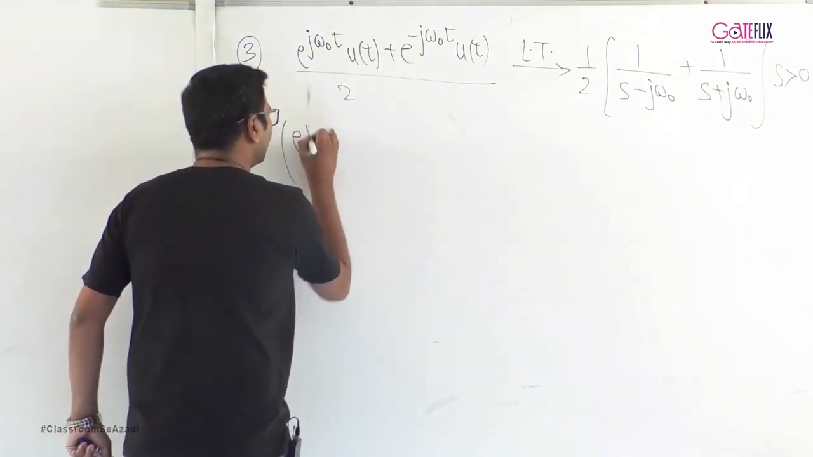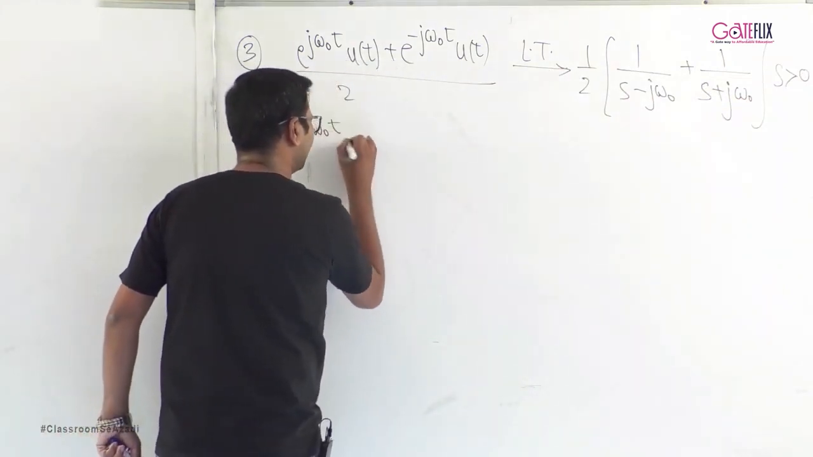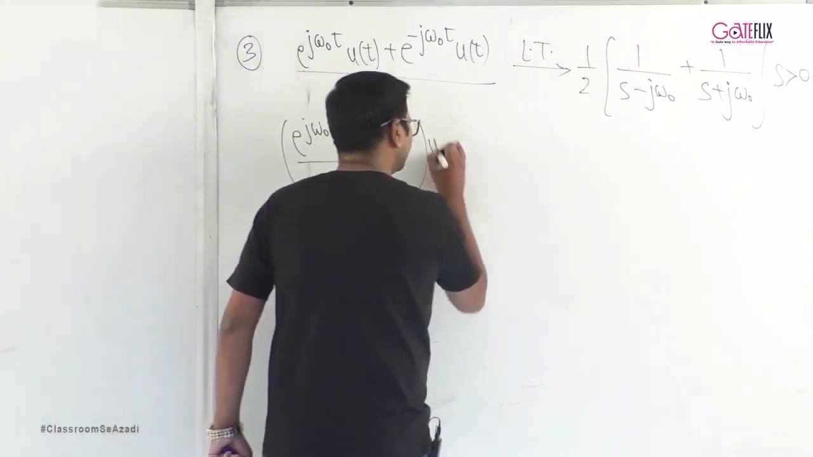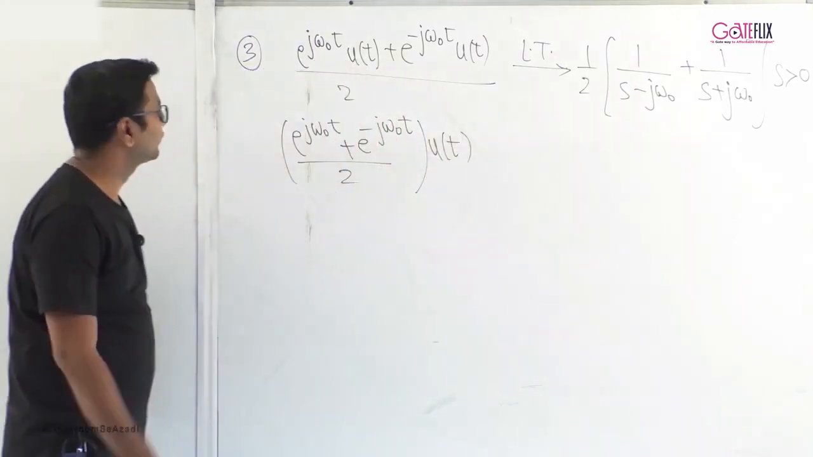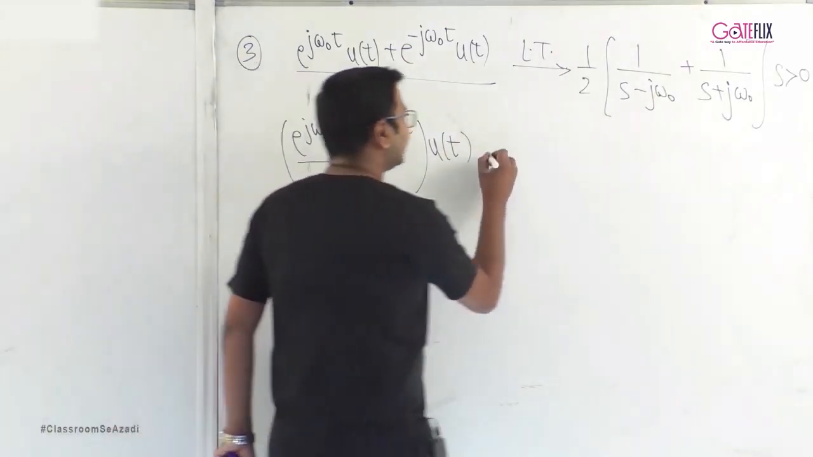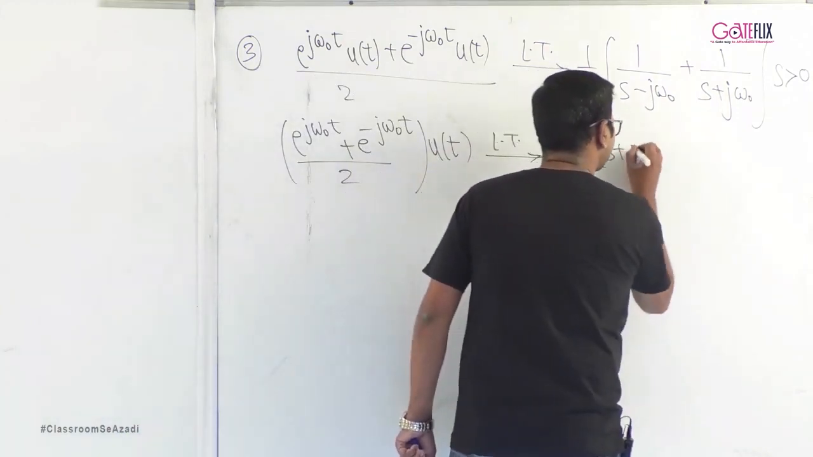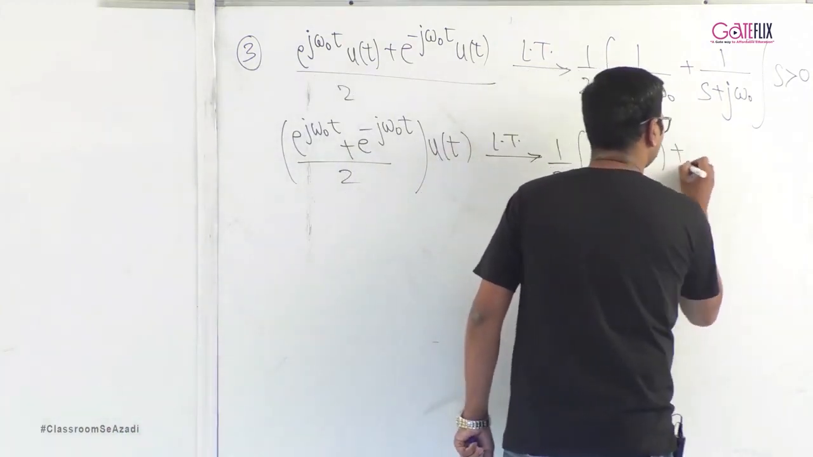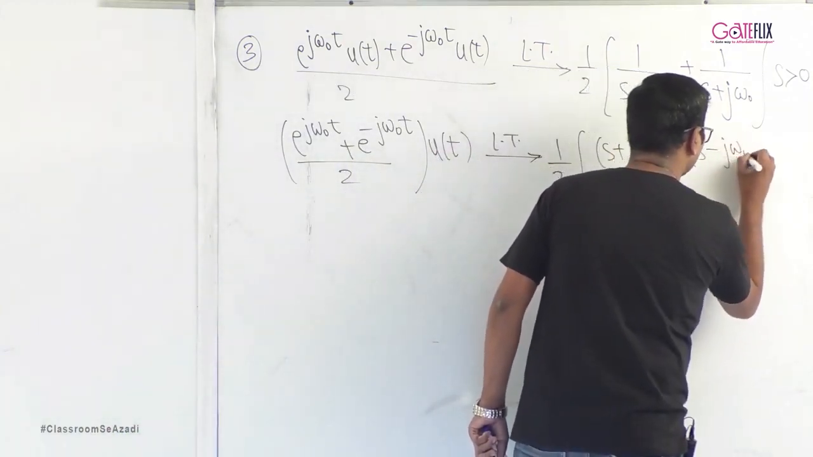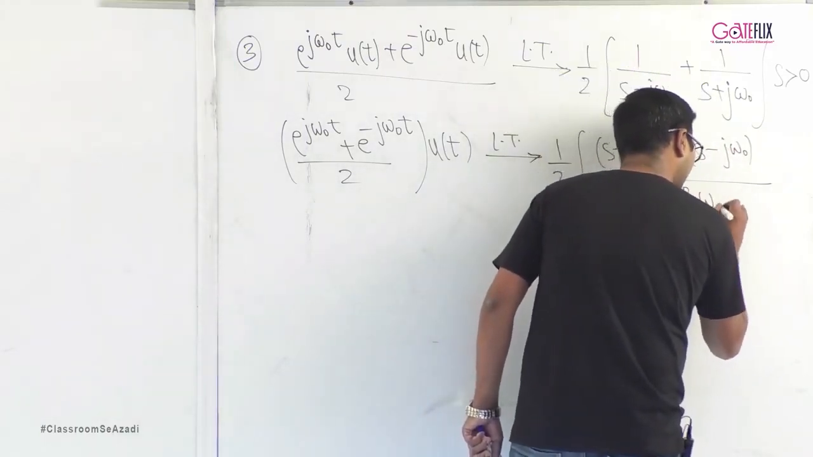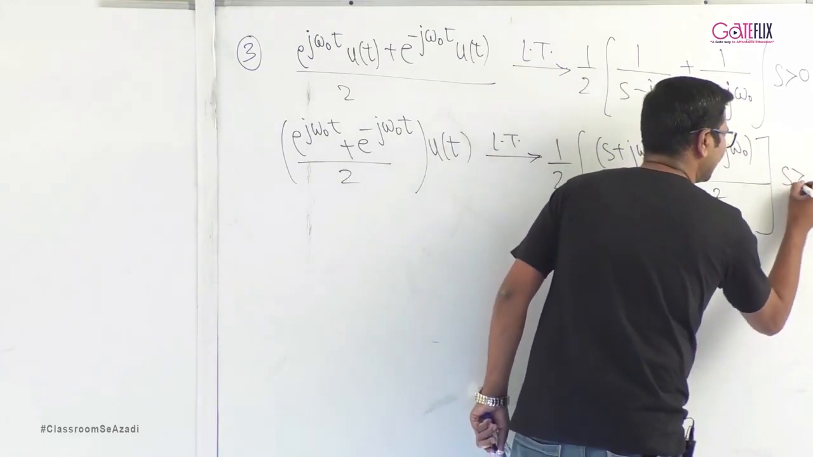If you take u of t common, this will be e raised to j omega naught t plus e raised to minus j omega naught t divided by 2 into u of t. And the right hand side, if you simplify, can be written as s plus j omega naught plus s minus j omega naught divided by s square minus j square omega naught square, s greater than 0.